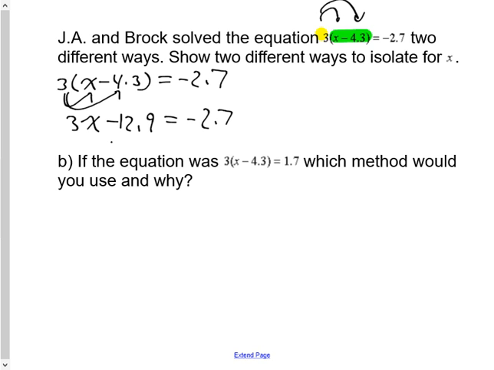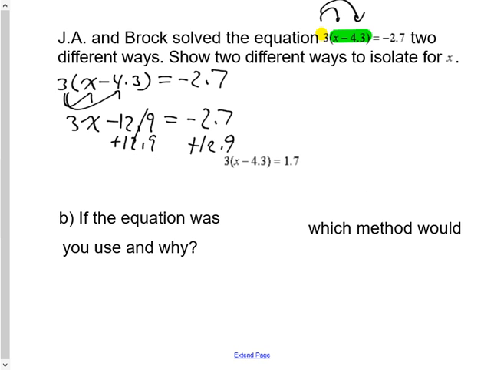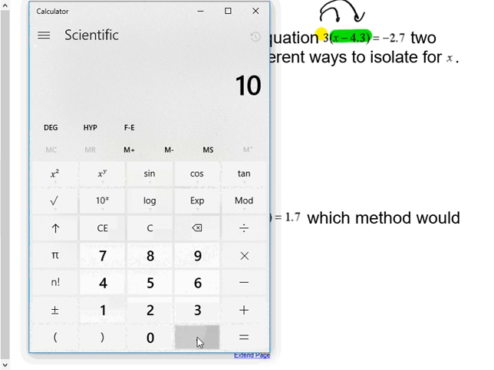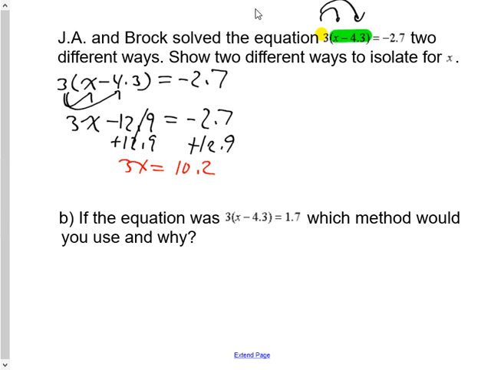So once he expanded that using distributive property, that's the equation you got. And once he did that, he simply added his constant to both sides to get rid of it. You then got 3x equals, what's that going to be, 10.2, I think. And then divide both sides by 3, and the answer is 3.4.